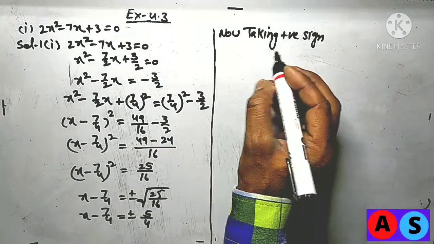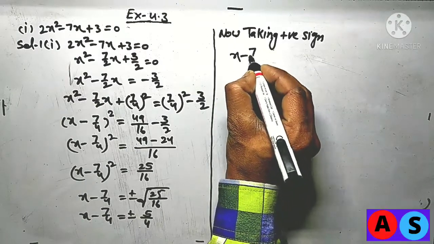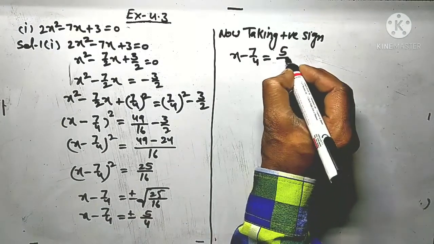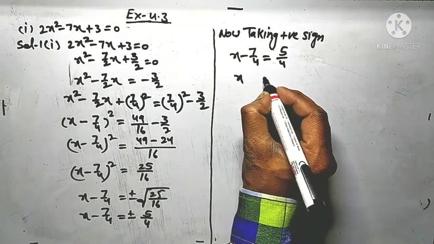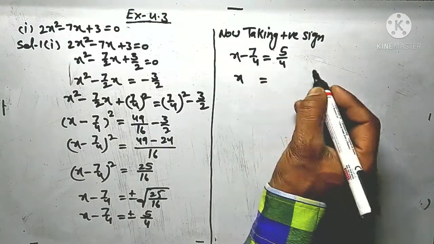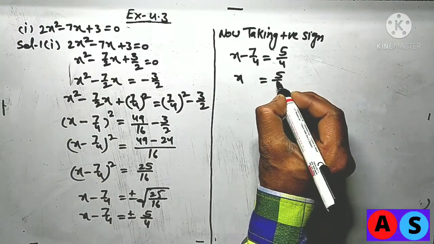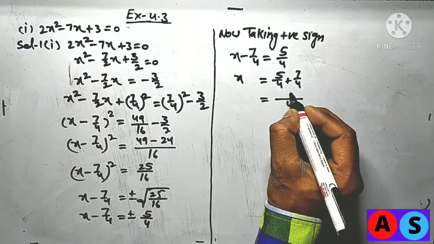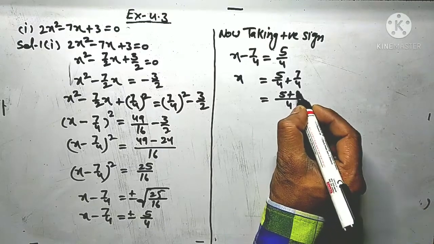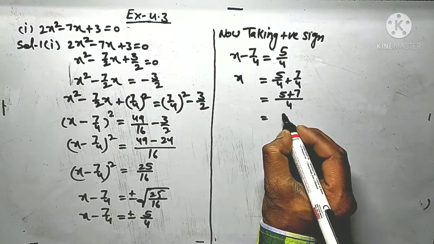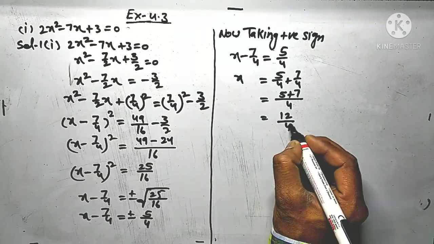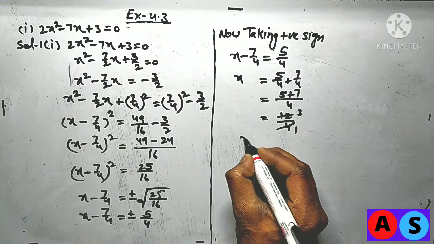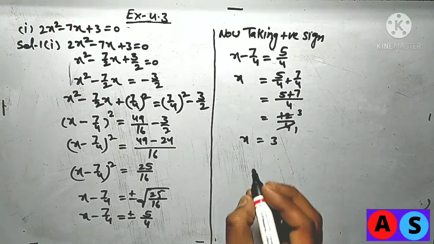Now taking the positive sign, x minus 7 over 4 is equal to positive 5 over 4. x is equal to, we take 7 over 4 to the right side, 5 over 4 plus 7 over 4 is equal to, taking 4 as LCM, 5 plus 7 is equal to 12 over 4. Now we divide 12 by 4, we get 4 3s are 12. So x is equal to 3.